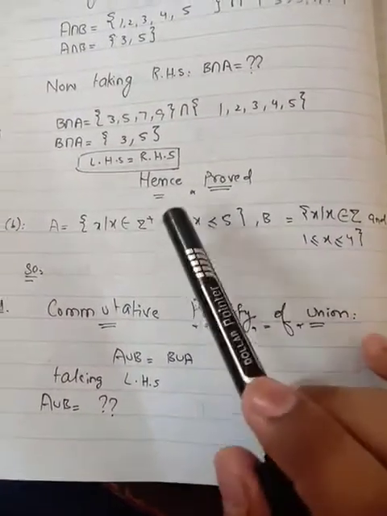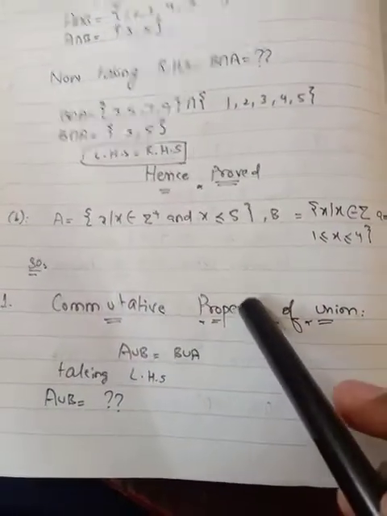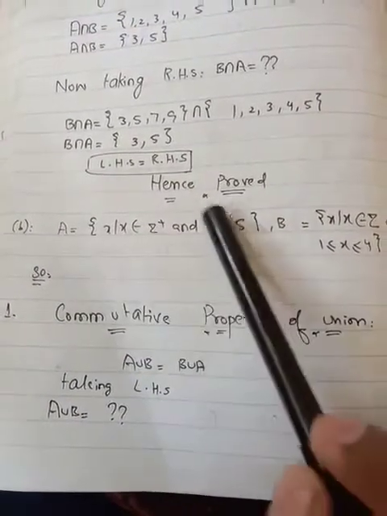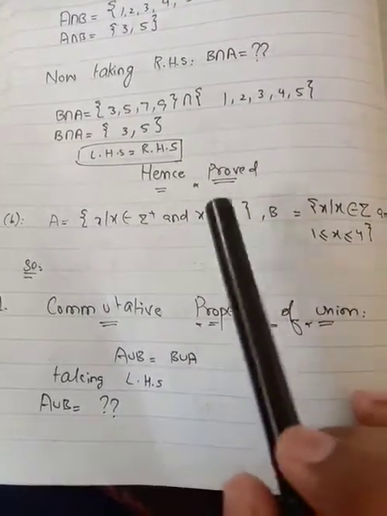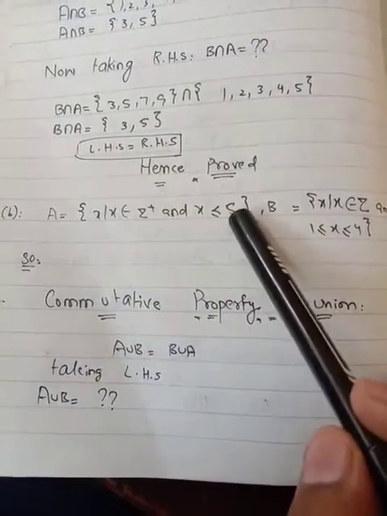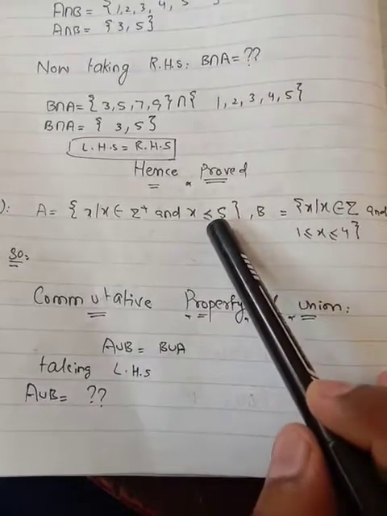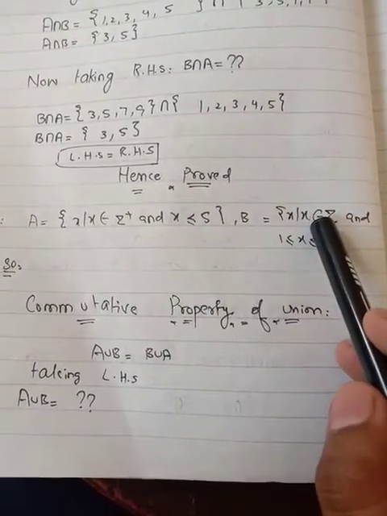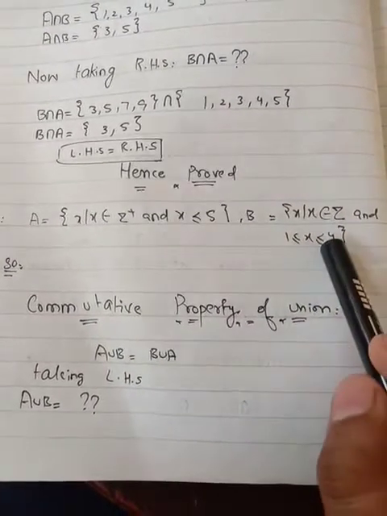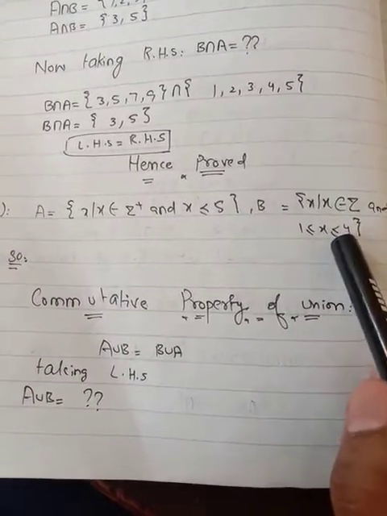There is a part B and part B is also the same. In this part also we have to find the commutative property of the union and the commutative property of the intersection. The sets given here are in set builder form. So let us understand what the elements of the set are. Here x belongs to positive integers and x is less than or equal to 5. So the elements of A are 1, 2, 3, 4 and 5. For B, x belongs to positive integers and lies between 1 and 4. Both 1 and 4 are included, so the elements of B will be 1, 2, 3 and 4.